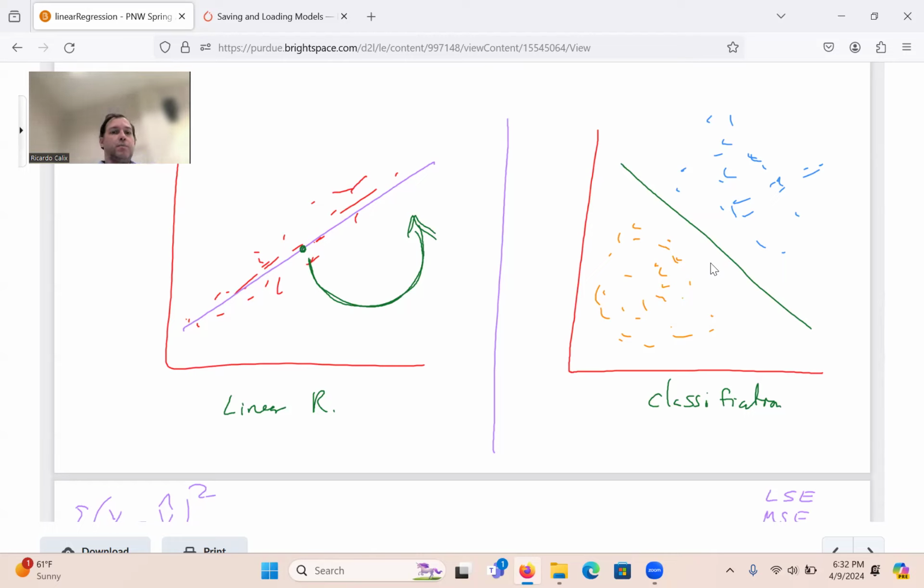Here in the regression example, we only have red dots because they're all pretty much the same group. And then what we want to learn is the best line that fits the data. That's this purple line. In a classification problem, we have a different thing. We're still trying to learn a line. If you look at this purple line and this green line, how are they different, really?